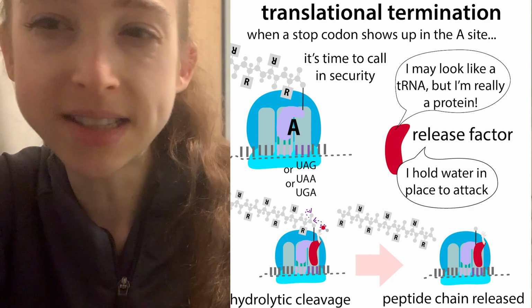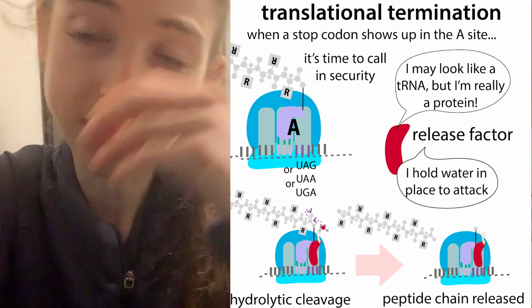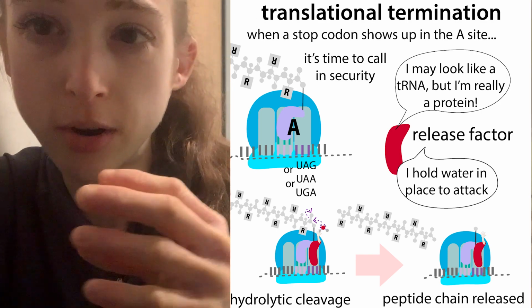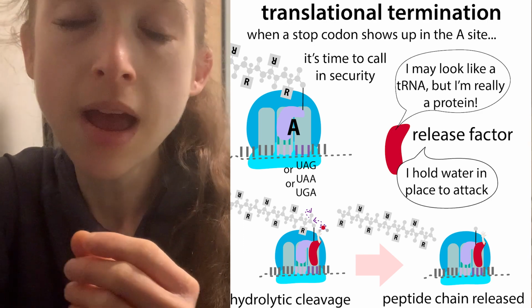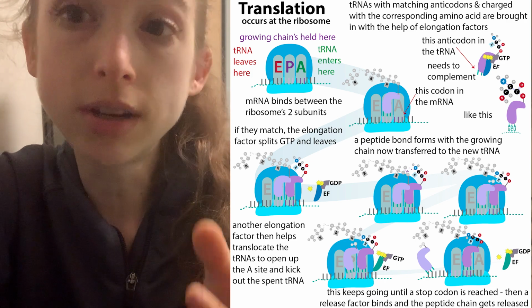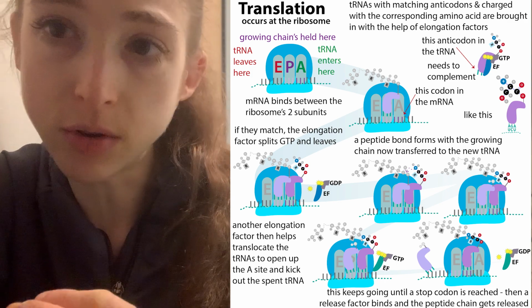And when you get water attacking that growing chain, the growing chain is going to be released. And so you get this released, and then you have all these other factors come in and help the ribosome come off the mRNA, so it can be used again for new messenger RNAs and things like this. But basically, translation is this really, really awesome process. And so I want to tell you about it in a little more detail.